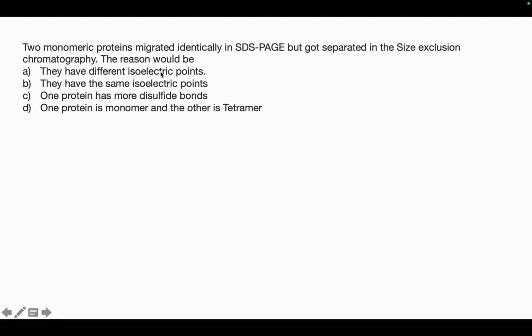Two monomeric proteins migrated identically in SDS-PAGE but got separated in size exclusion chromatography. The reason would be... Here they are saying two monomeric proteins migrated identically, that is, on the SDS-PAGE. So SDS-PAGE is a denaturing PAGE.